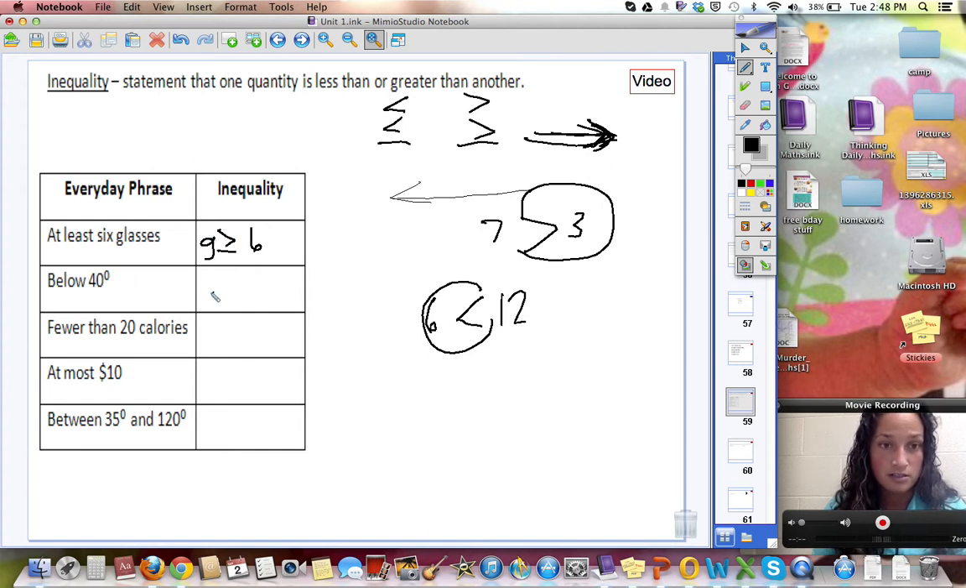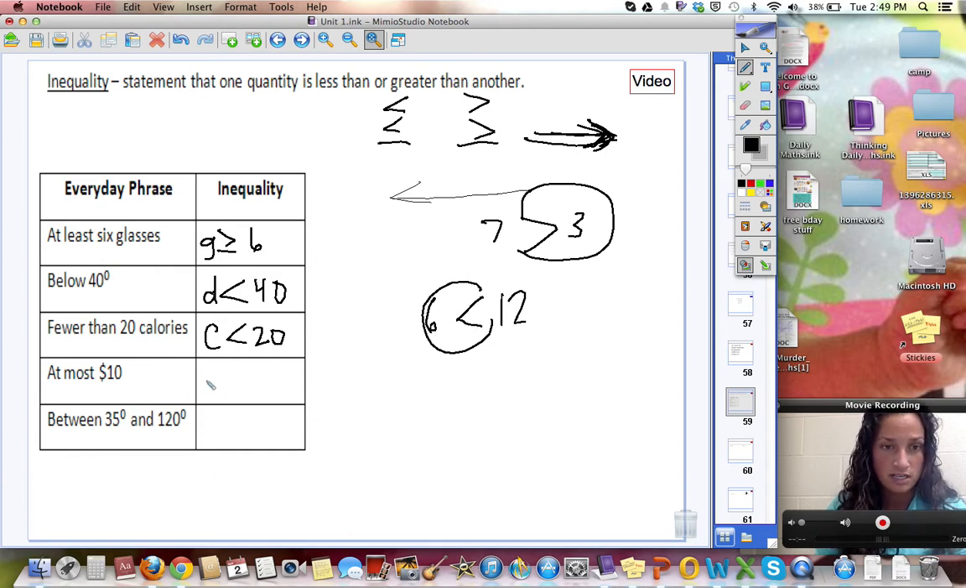Below 40 degrees, so I'm going to do D for degrees. If I'm below 40, that means I can't be 40, so I'm not including. That equal is including. I'm not including 40, but I'm going to be like 39, 38, so it's going to be less than 40. Fewer than 20 calories, I'm going to do C for calories, so fewer than, that's going to be less than. So I can have less than 20, I can have 18, I can have 12, I can't have 26, I can't even have 20.